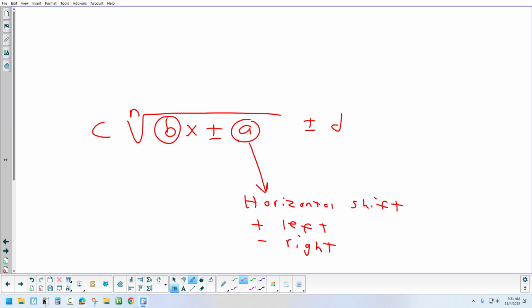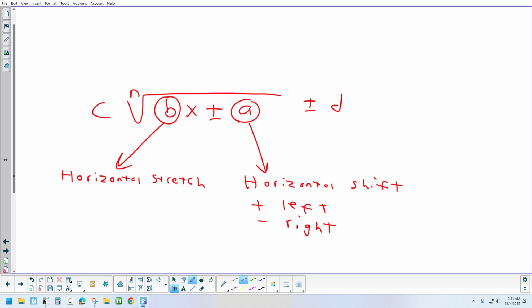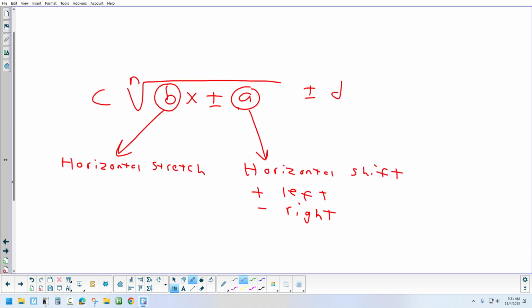Let's look at B. B, like A, is still inside the function. But now it's multiplication instead of addition or subtraction. What kind of transformation is multiplication? Yep. Stretch. It's a stretch, and it's still inside the radical, so it's going to be what kind of stretch? It's going to be a horizontal stretch. Okay, so we've got horizontal stretch.